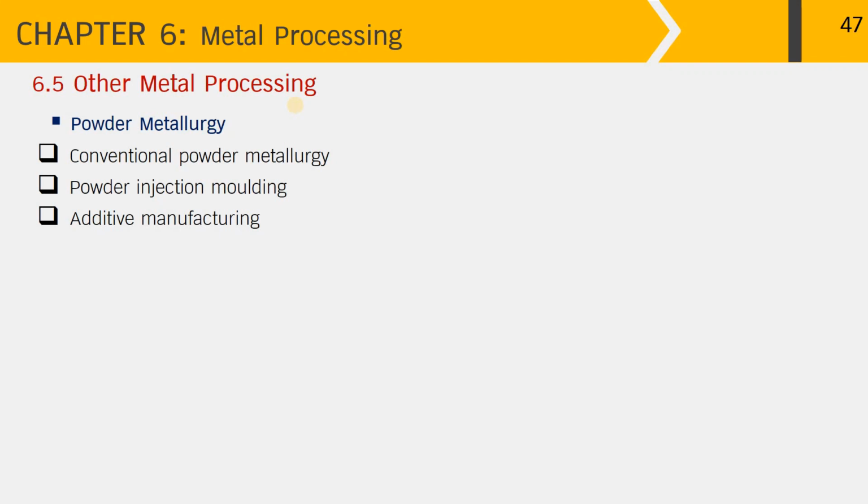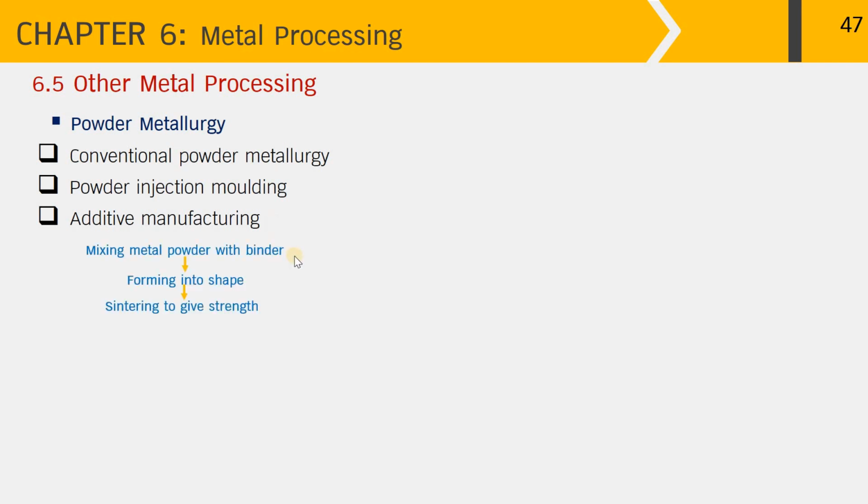Topic 6.5 Other metal processing. One of the metal processing that has been used increasingly is powder metallurgy, and can be divided into conventional powder metallurgy, powder injection molding, and additive manufacturing.